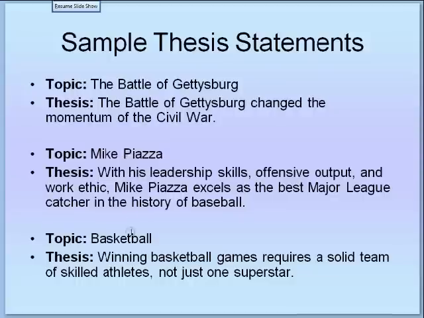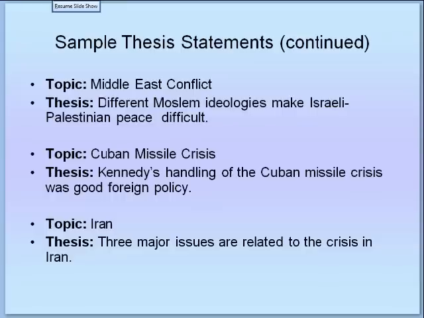So you can see another one. Here's one about basketball. Winning basketball games requires a solid team of skilled athletes, not just one superstar. Again, you can see the opinion in there, but yet it'll be able to be proved with facts. Here are some other thesis statements. You can see all of them are not very long. They're one sentence, though, that talks about the topic of your paper that you've been researching, but yet you'll still see the author's thoughts and opinions in it.